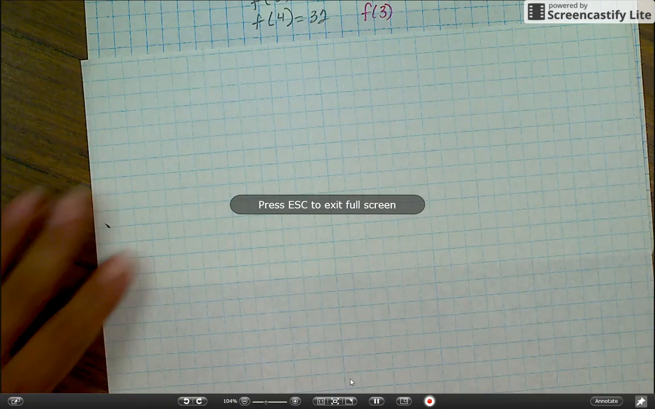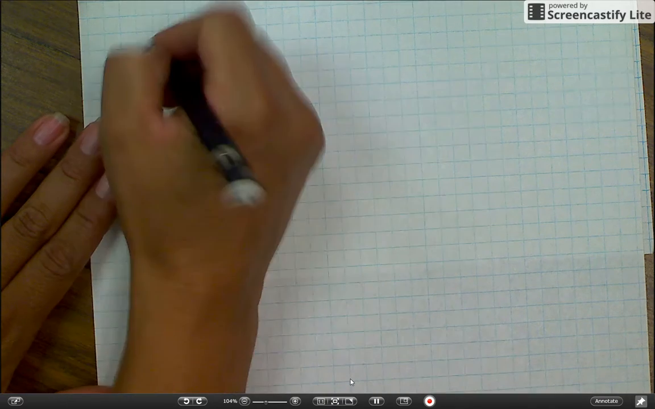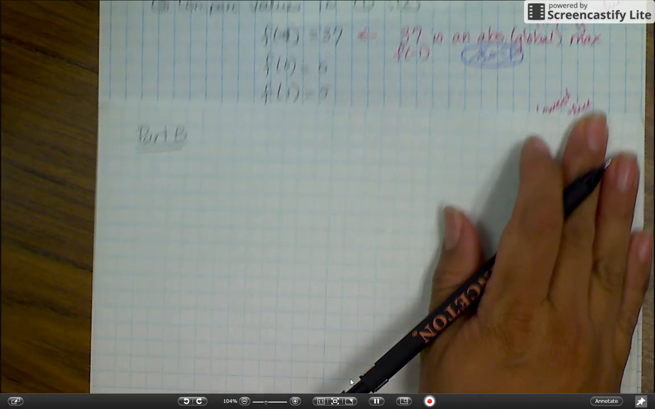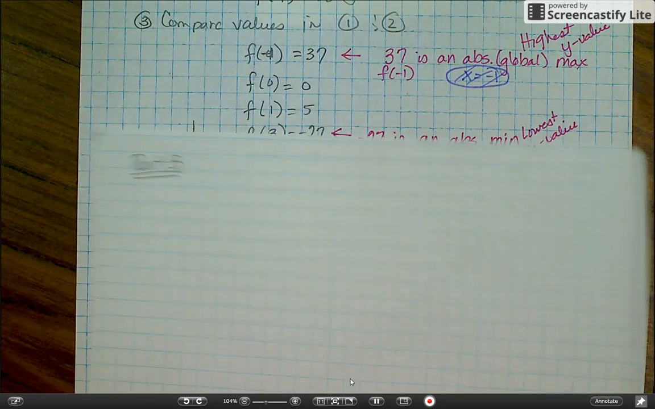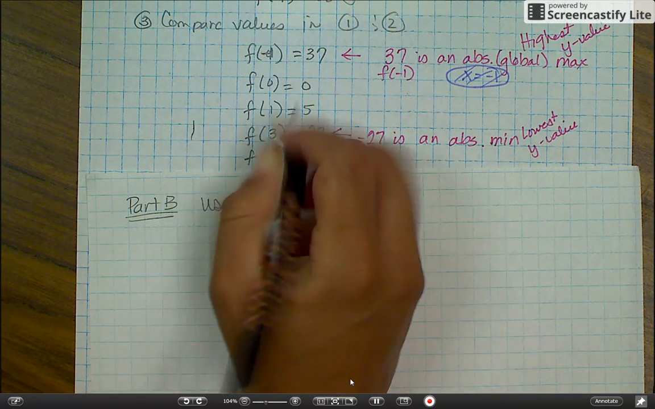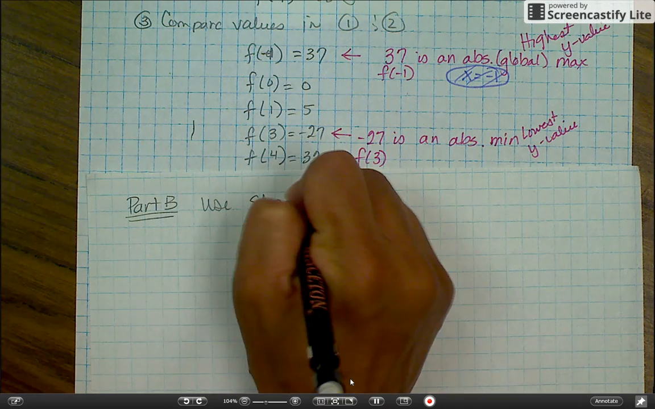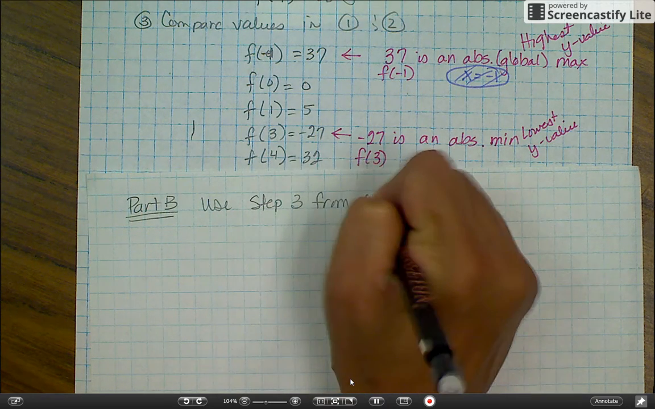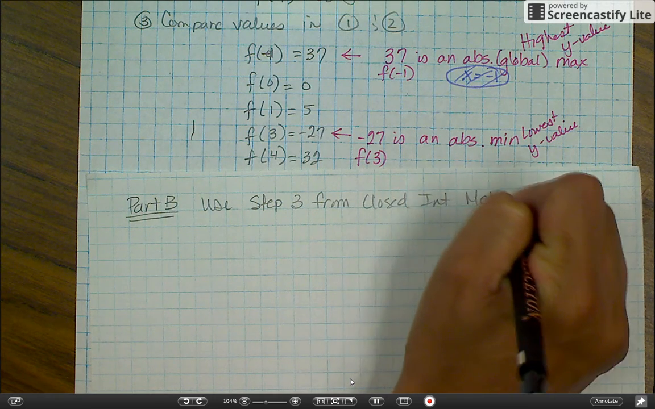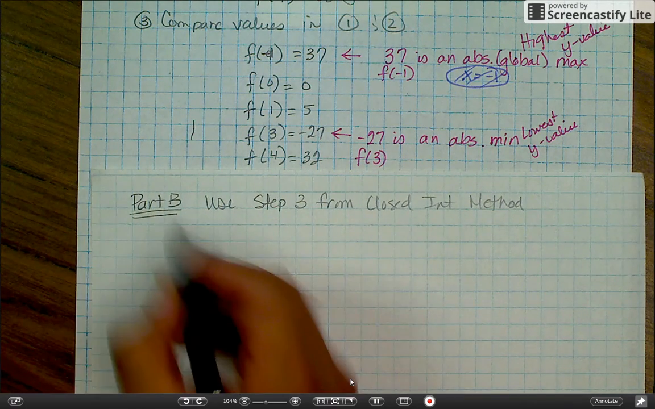Okay, so part B was to find the local extrema. We're going to learn later in this chapter another way to find the local extrema without the closed interval method. But for right now, you can just use step 3 from the closed interval method. How would you do that? Well, I'm going to rewrite this.